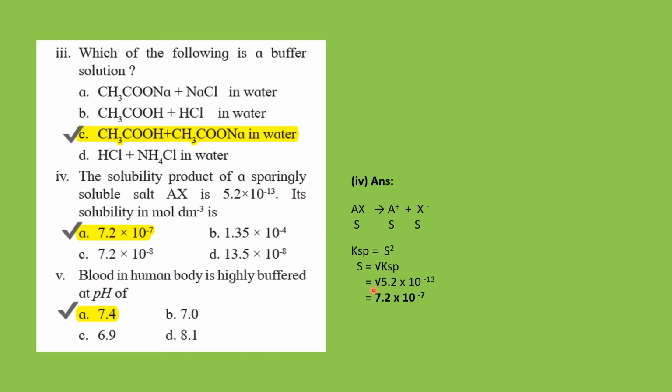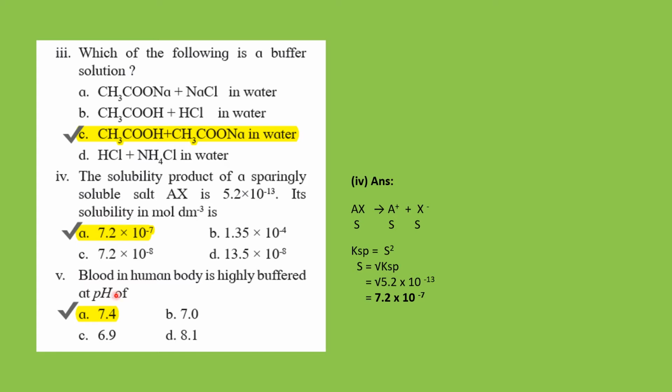So solubility S is equal to square root of 5.2 into 10 raised to minus 13, which is equal to 7.2 into 10 raised to minus 7 moles per decimeter cube. So the correct answer is A. So option A is correct.